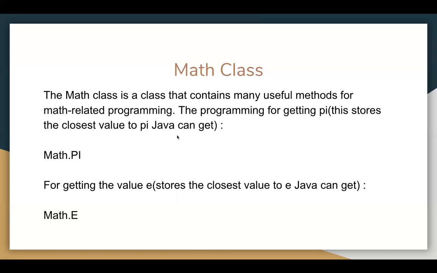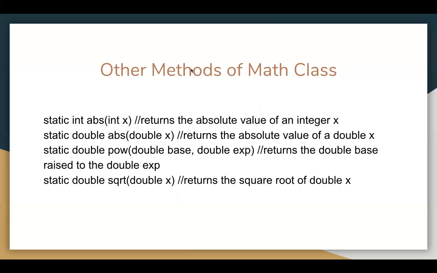So yeah, and also another value you could get is the value e. If you haven't gone to Algebra 2 yet, then you're not going to understand what e is, but you'll understand later. And if you ever wanted to use the e, then you do something like math.e. And of course, this stores the closest value to e that Java can get.